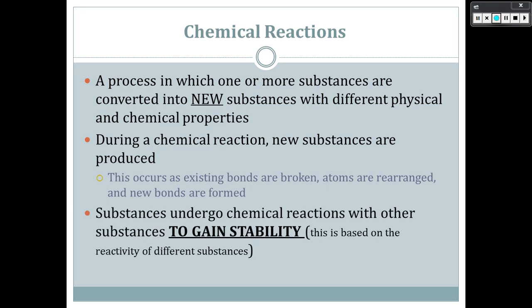The reason substances undergo chemical reactions is to gain stability, to become more stable. And this has to do with how reactive different substances are. As we talked about in balancing equations, not all things are equally reactive, right? I can pour vinegar on baking soda, and I think a lot of us are familiar with this reaction. It bubbles up, it gets all fizzy.